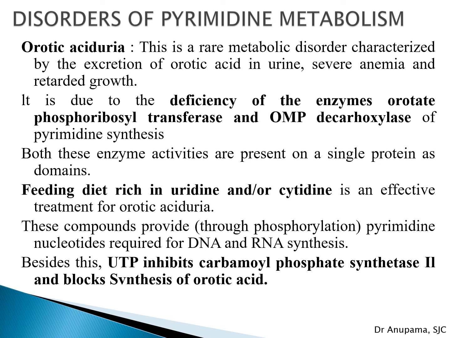Feeding a diet rich in uridine or cytidine is an effective treatment for orotic aciduria. These compounds provide pyrimidine nucleotides required for DNA and RNA synthesis. Besides this, UTP inhibits carbamoyl phosphate synthetase 2, the first enzyme, and blocks synthesis of orotic acid.